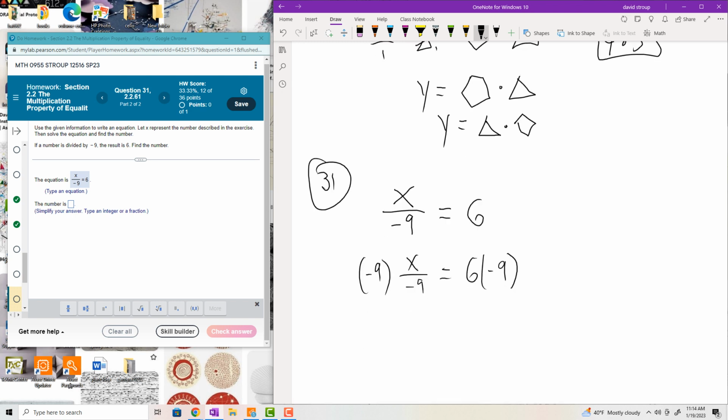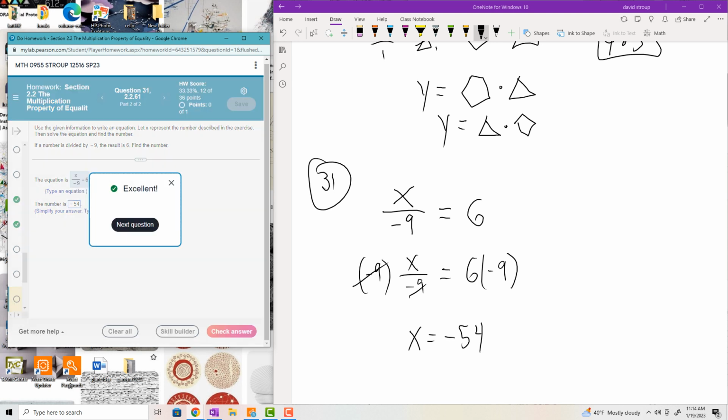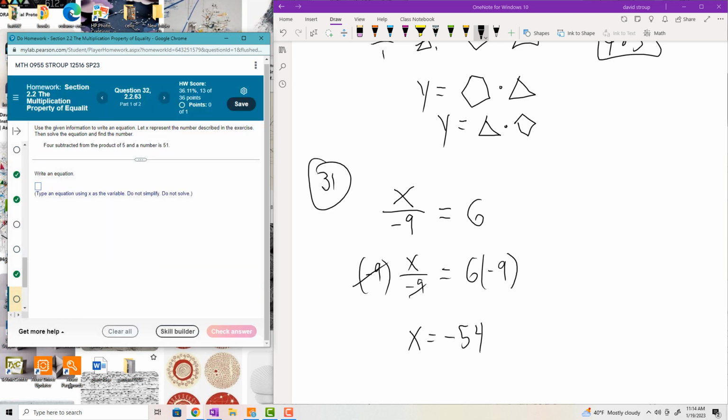On the left, the -9s will divide out, and I'll have x. On the right, 6 times -9 is -54. So it sounds like it's -54. Whoops. -54. Yay! Let's see what else I got.